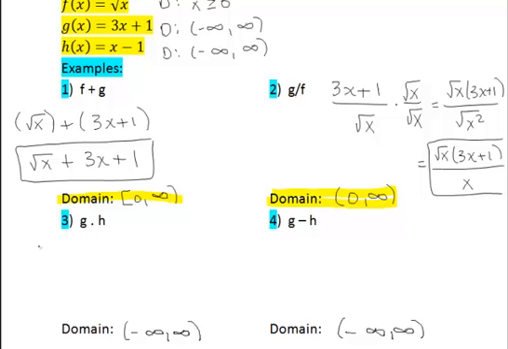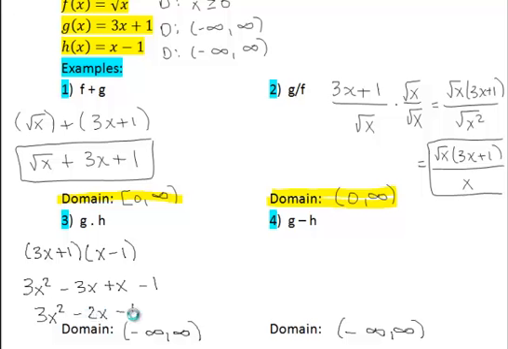G times h, we're going to have 3x plus 1, that's g, times h, which is x minus 1. Just multiply it out. You get 3x squared minus 3x plus x minus 1. 3x squared minus 2x minus 1. So this is the product of g and h, and this is the domain of g times h.